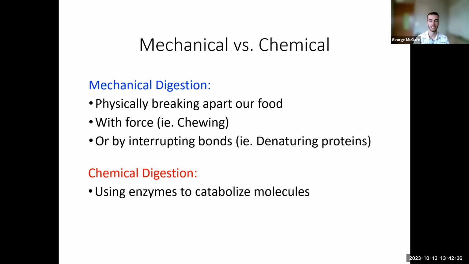But just in general, keep these ideas in mind. Mechanical digestion is that physical breaking apart of food, with things like force of chewing, or interrupting bonds, such as denaturing proteins, which we'll talk about in a little bit here. And then chemical digestion is anything using enzymes to actually break apart these molecules with a chemical reaction.